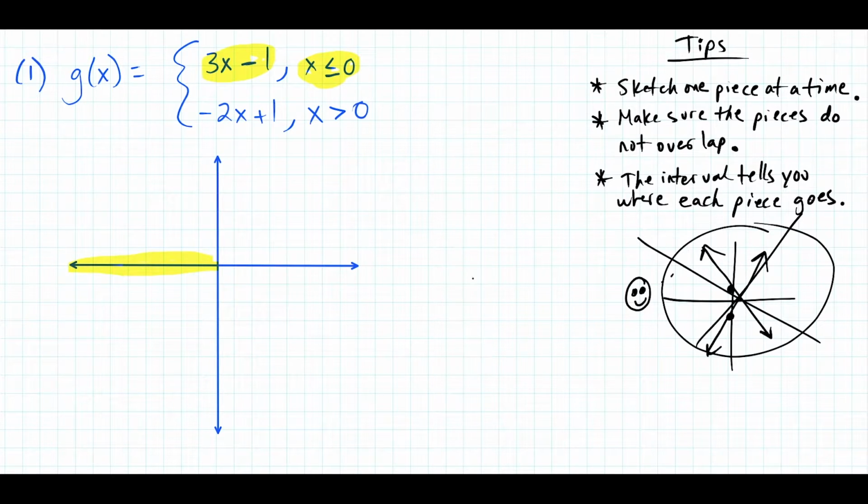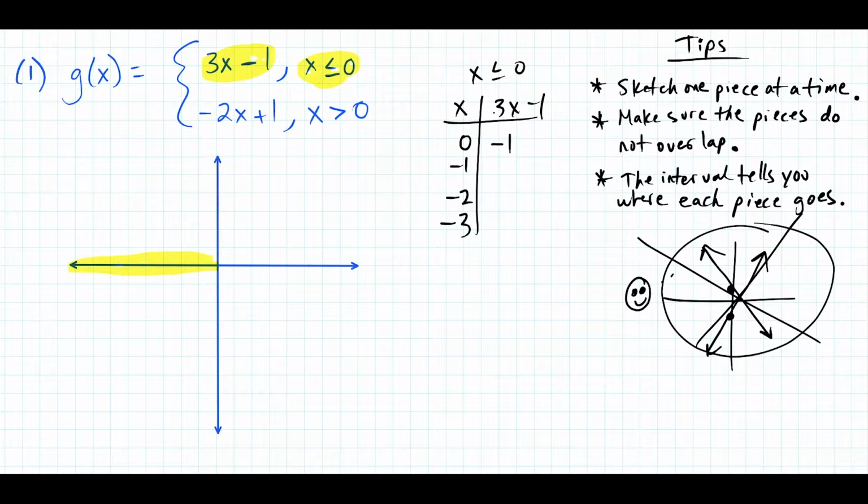And depending on how new you are to this, one thing you could do if this is a really confusing process is you could go ahead and make a table of values for each of the pieces. So if I have x is less than or equal to 0, I'm only going to put in x values that are actually less than or equal to 0, like 0, negative 1, negative 2, negative 3, and so on. So if I look here, notice if I plug in x equals 0, I get 3 times 0 minus 1 is negative 1. And if I have 3 times negative 1, that's negative 3, minus 1 is negative 4. And notice my y values are just decreasing by 3. So the next one would be negative 7, and then the next one would be negative 10.